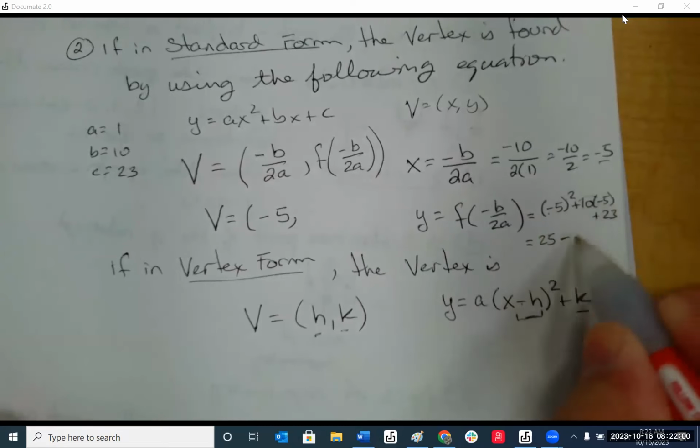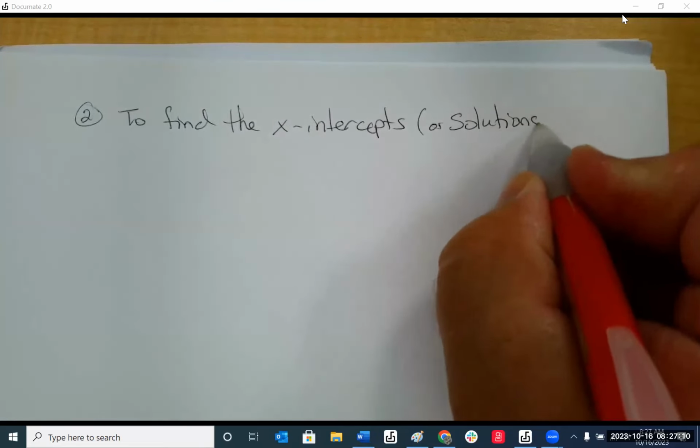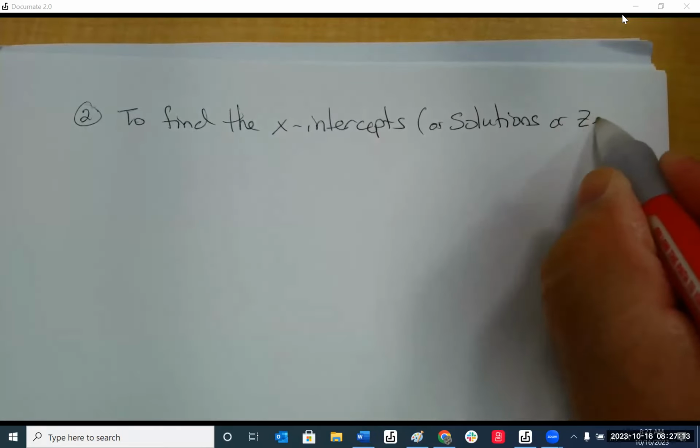Step 2. To find the x-intercepts, or solutions, or what they're called zeros, to solve a quadratic equation, we have three methods, and we're going to cover all three of them. We're going to find it by factoring.